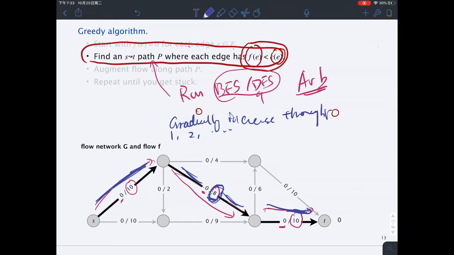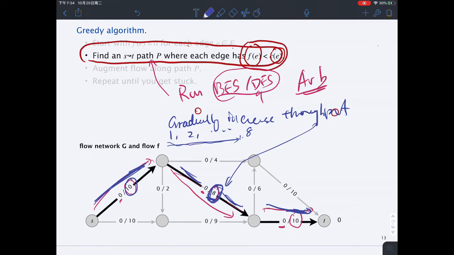When we gradually increase the throughput, the first time we hit the limit is 8. After we hit that, we cannot increase the throughput anymore. So in terms of algorithm, of course, you don't do these silly things to gradually increase. You just check the number 10, number 8, and number 10 again. You just take the min.